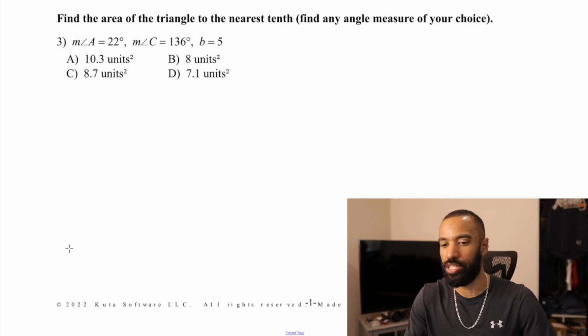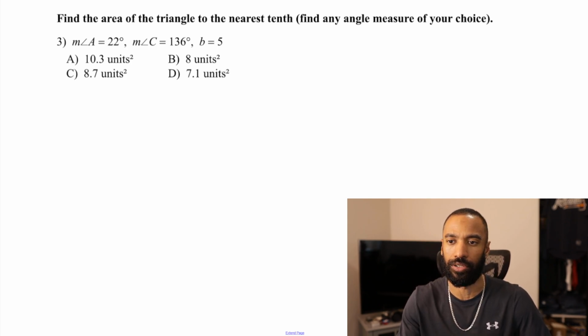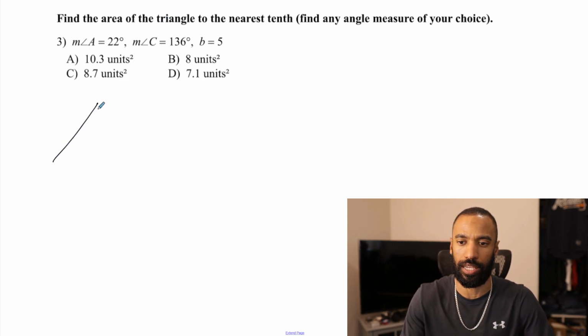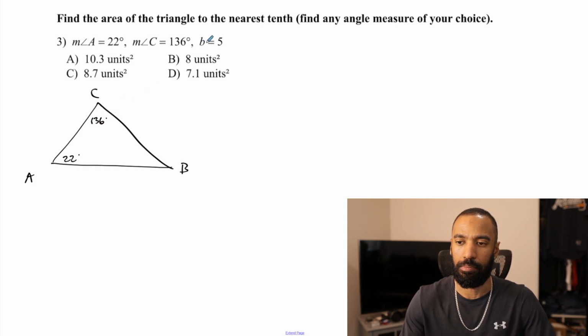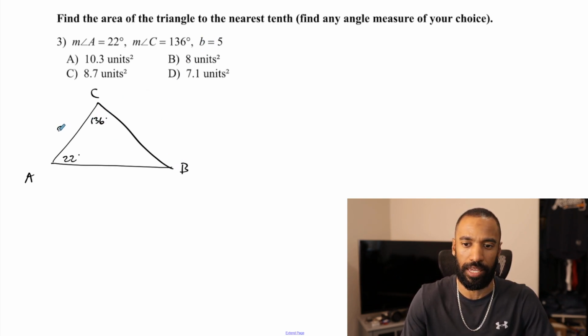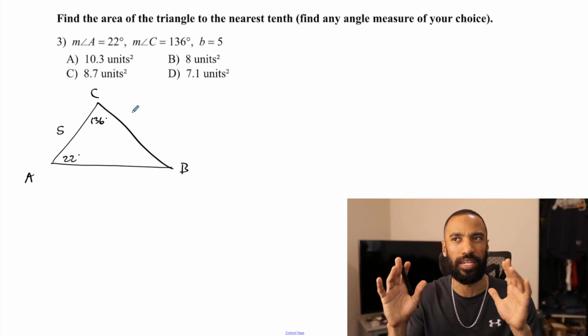We have this information here, no drawing, and we are going to determine the area of this triangle. So let me give you the idea of this drawing here. If A, not drawn to scale, A is 22 degrees, C is 136 degrees, and B, the side length, has to be opposite angle B, so that's 5. Okay, so we have two angles and the side in between.